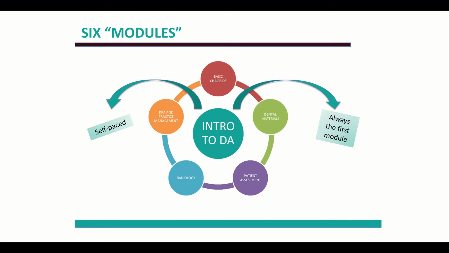Our program consists of 6 different modules. The first module you'll be enrolled in is called Introduction to Dental Assisting. Everyone takes that module first, and it lays the foundation for all of the information you need to know about what you're getting into, all about dentistry and dental assisting. So this is always the first module, and it is self-paced, meaning that once you enroll in that program, you can progress as quickly or as slowly as you would like to. And I'll explain that further in a little bit.